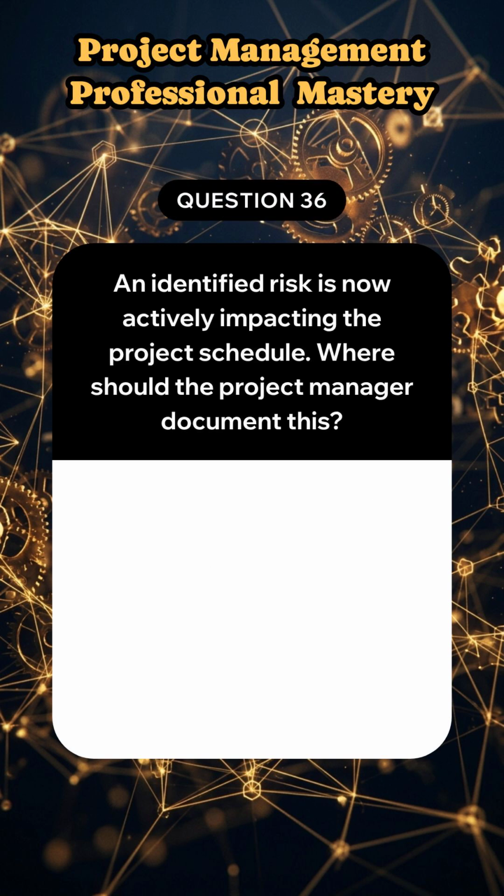An identified risk is now actively impacting the project schedule. Where should the project manager document this?